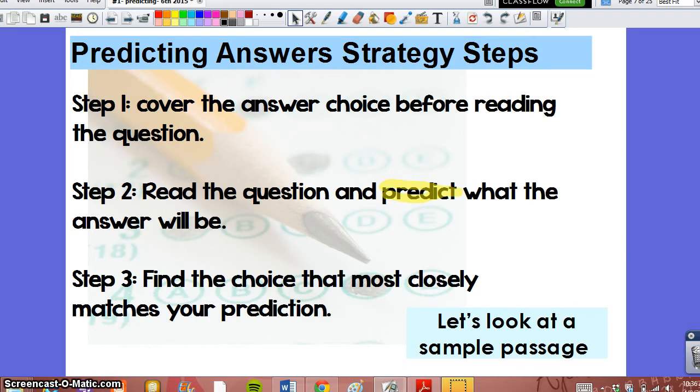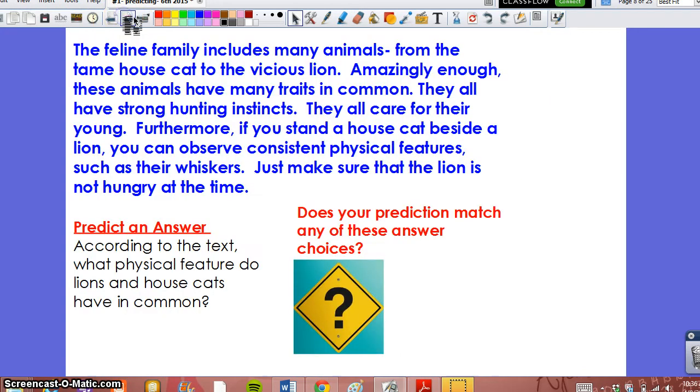Once you know what the answer is, you uncover the answer choices and you find the choice that most closely matches your prediction. All right, so I'm going to model it for you with this short passage about the feline family.